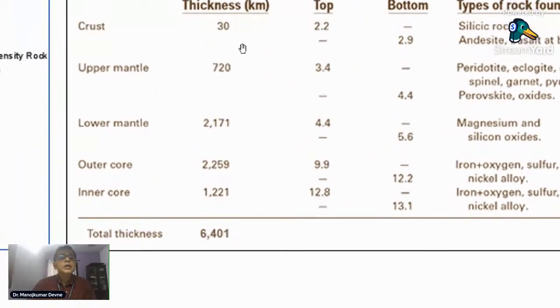The thickness, we all know, 30 kilometers, the crust. Again, some references you'll find it go up to 40 kilometers as such. But this change of 10 kilometers is hardly anything when you go into the inner layers as such. The upper mantle is 720 kilometers.